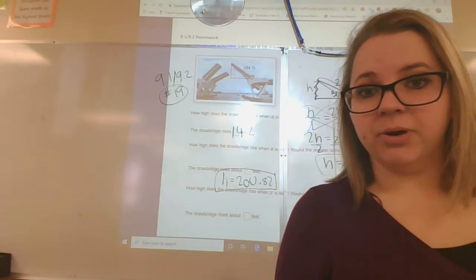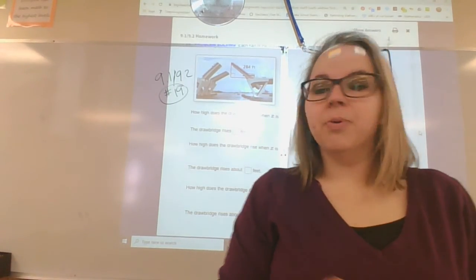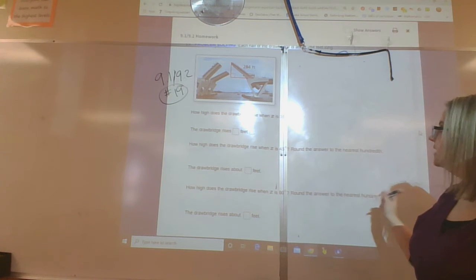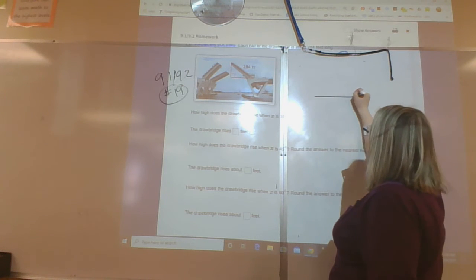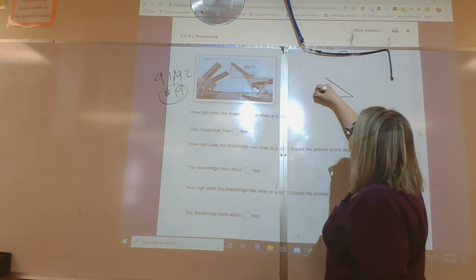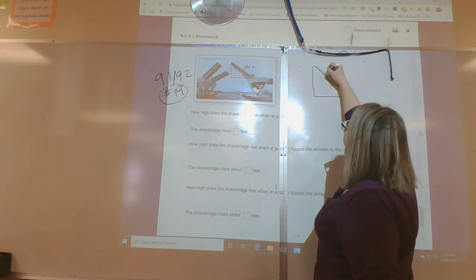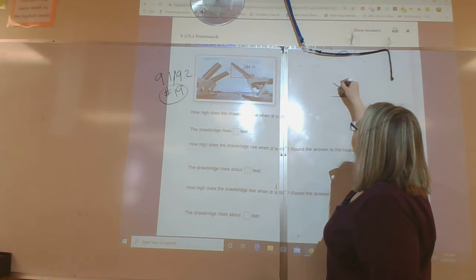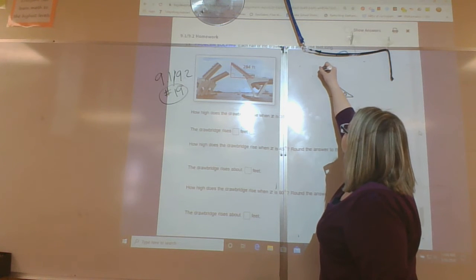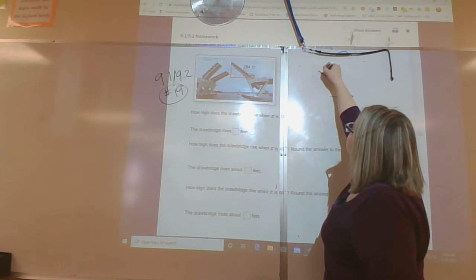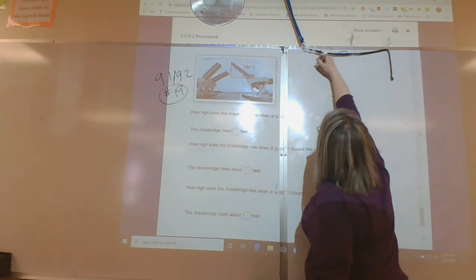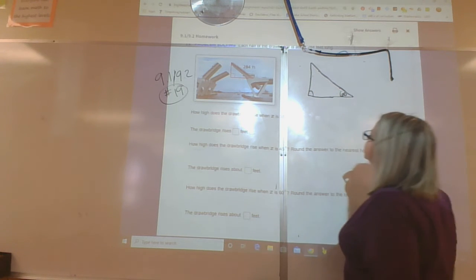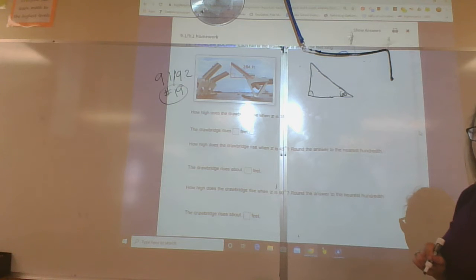Okay, let's look at the third part. This third part is asking how high does a drawbridge rise when x is equal to 60? So this angle is now 60 degrees right here. Let me try to draw this triangle better. I'm going to make that my longest side. That is 60 degrees there now.